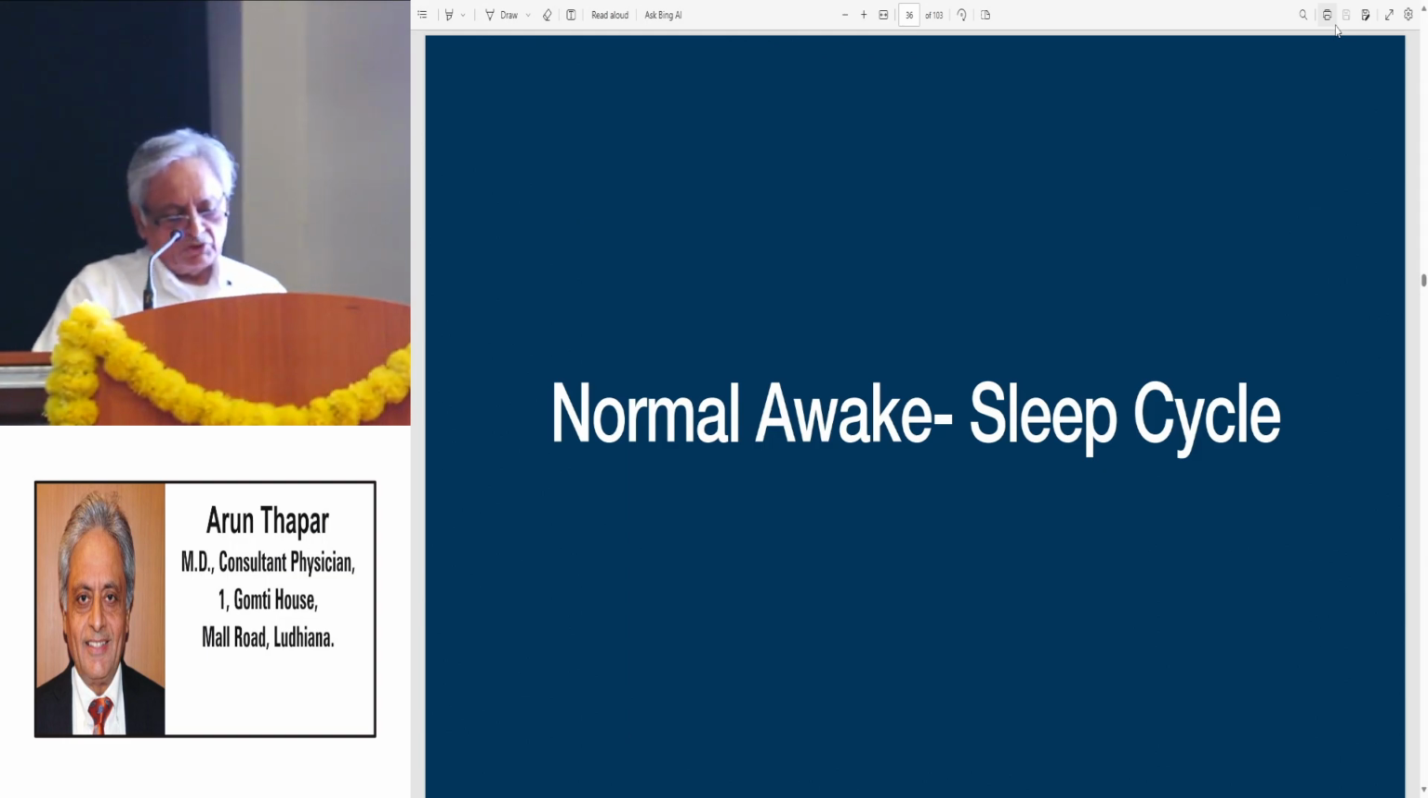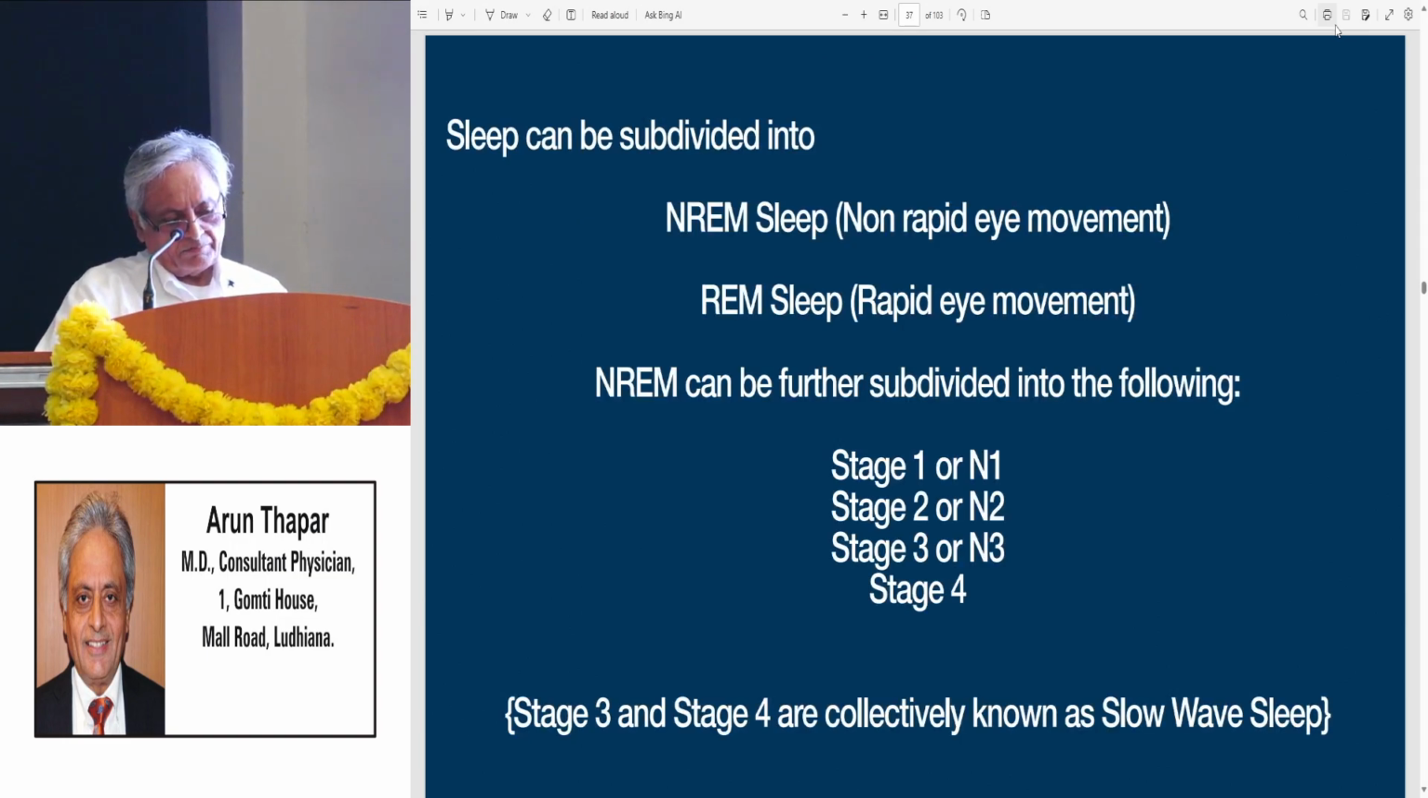A brief word for the normal awake sleep cycle. Now, the sleep can be divided into two groups: the non-REM sleep and the REM sleep. Non-REM sleep is also called non-rapid eye movement, and REM is rapid eye movement.